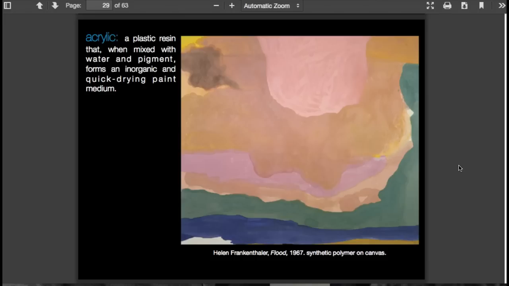And so this is called Flood. What she did a lot in her paintings is she would let the paint flow over the canvas as it would. And so we really get the sense of the paint and how the paint works on its own. And there's a little bit of the idea of spontaneity and chaos that comes into this. But because they would dry quickly, she was able to layer these washes or floods of color.